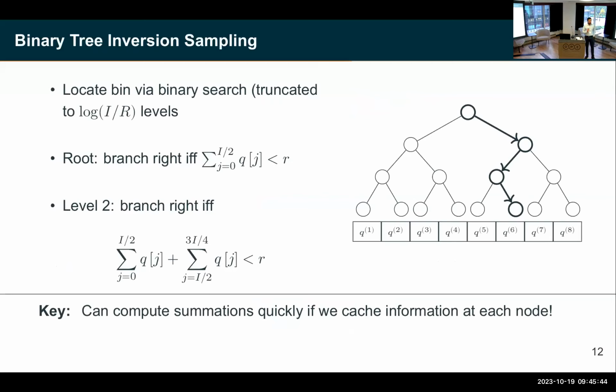Okay, so how do I actually find that containing bin? Well, I'm going to use binary search, truncated to log I over R levels. So how does this binary search work? At the root, I branch right if the sum of everything from 0 to I over 2 of this vector Q is less than the random real number R that I've drawn. At level 2, assuming I've gone this direction, I take the sum of everything to the left, and then the sum of everything in this subsegment, and I branch right if and only if this is less than R. The key here is that I can compute these summations quickly if I cache a little bit of information at each node.